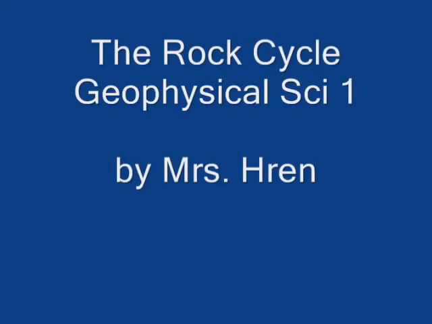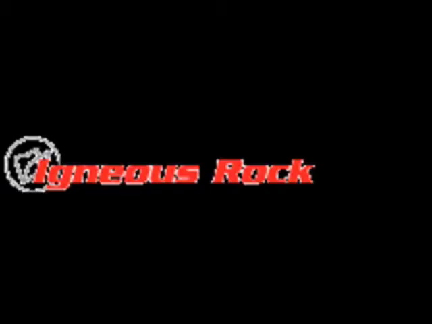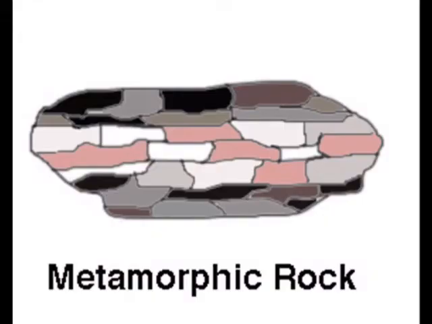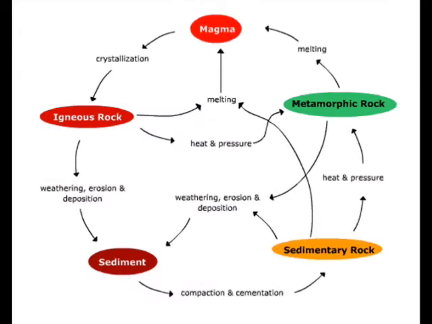We have now discussed and learned about each of the three main types of rocks, igneous, sedimentary, and metamorphic, and how each forms. Using the rock cycle, we will now investigate how each rock can turn into another. The idea of the rock cycle is that it is a cycle, which means it has no beginning and no end. That means that we can start anywhere and end anywhere.